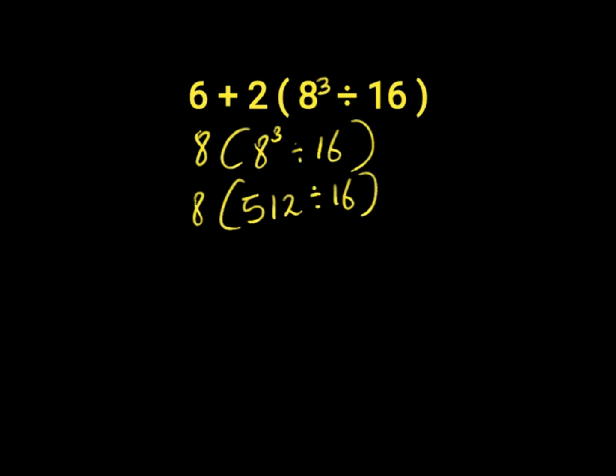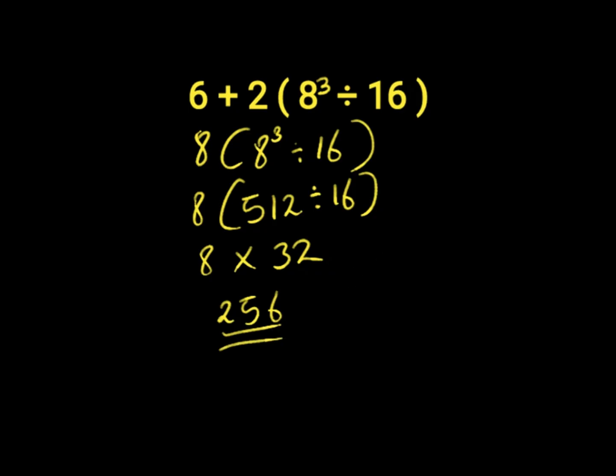Put down our 8 here. 512 divided by 16 will give us 32. Then we have 8 times 32. 8 times 32 will give us 256.